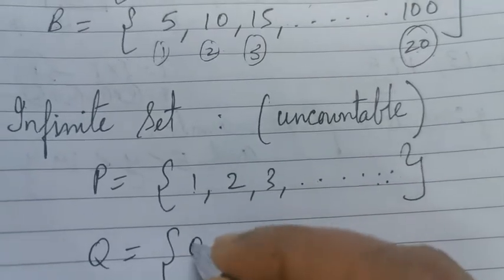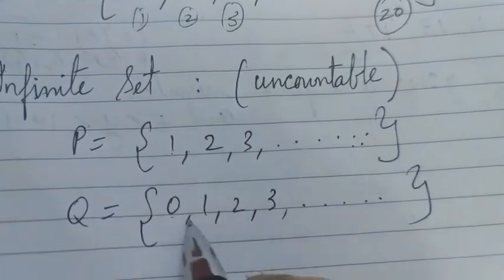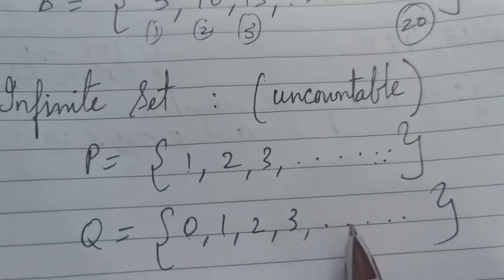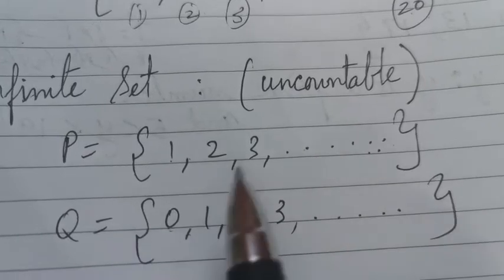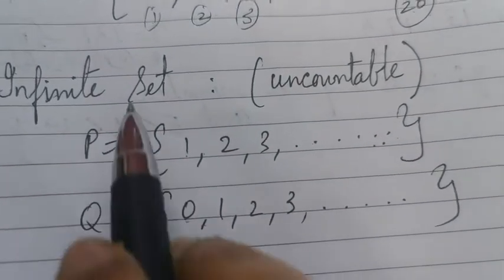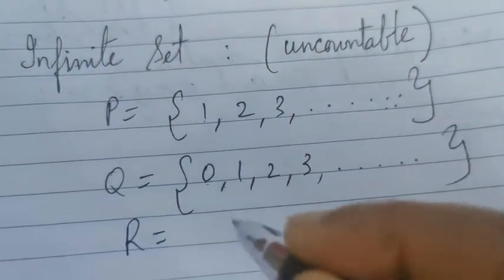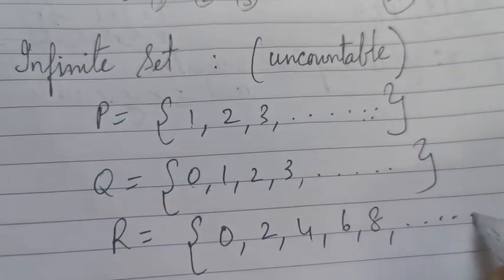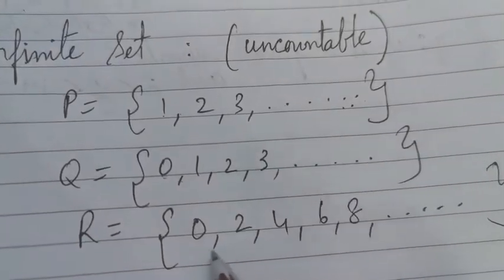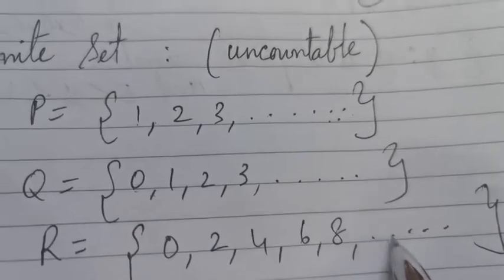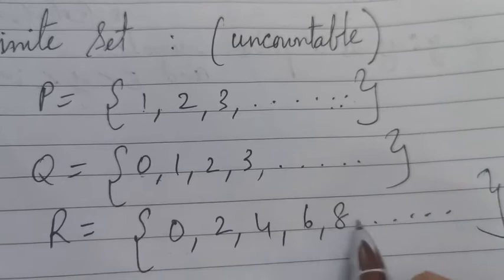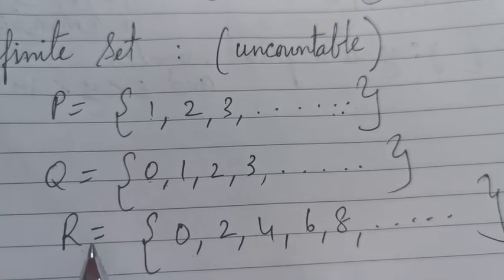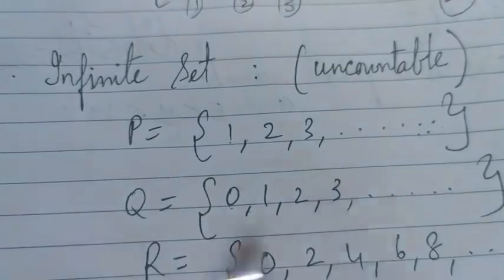Now set Q starts with 0, 1, 2, 3. It is a set of whole numbers. Whole number starts from 0, 0, 1, 2, 3. Therefore, the number of elements in set Q cannot be found. Therefore, it is an infinite set. Now, set R. I have 0, 2, 4, 6, 8. These are a set of even numbers, but we don't know where the number is finishing. We don't know where the set is finishing. So the number of elements in set R is also uncountable. We cannot count it. They are infinite sets.